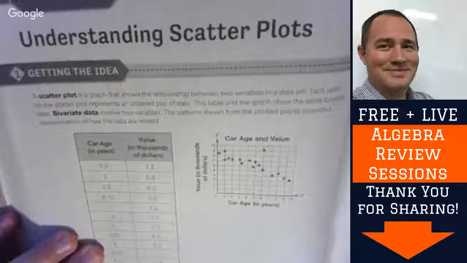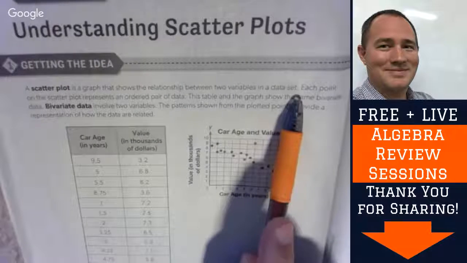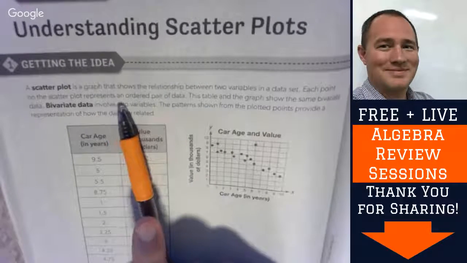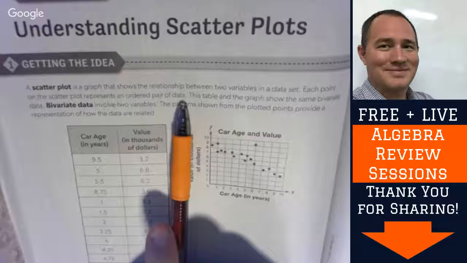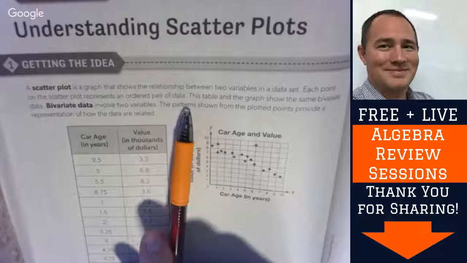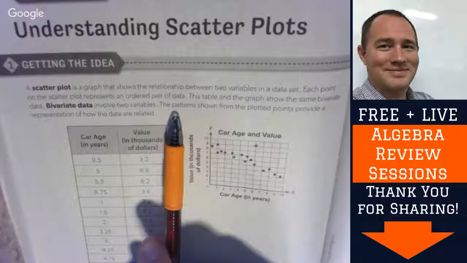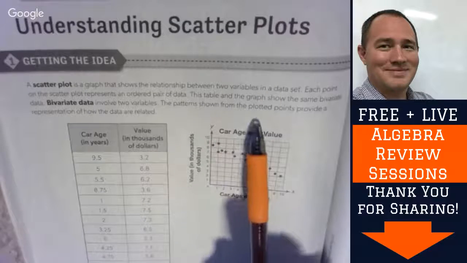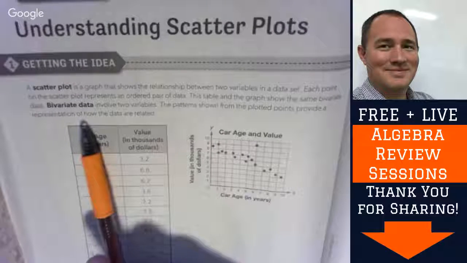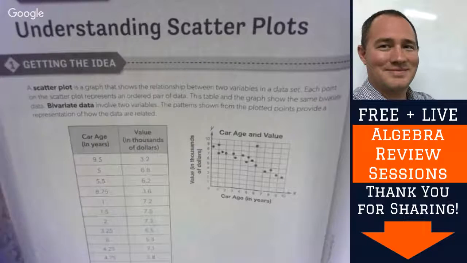All right, so understanding scatter plots. A scatter plot is a graph that shows a relationship between two variables in a data set. Each point on the scatter plot represents an ordered pair of data, and this table and graph show the same bivariate data, and bivariate data involves two variables. The pattern shown from plotted points provides a representation of how the data are related.